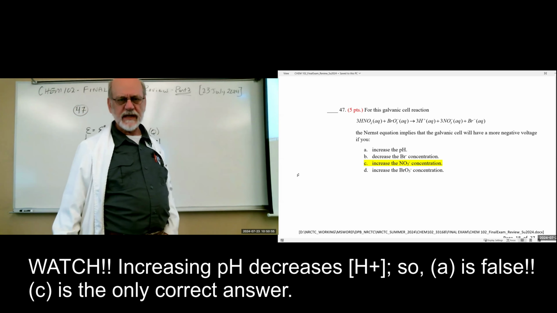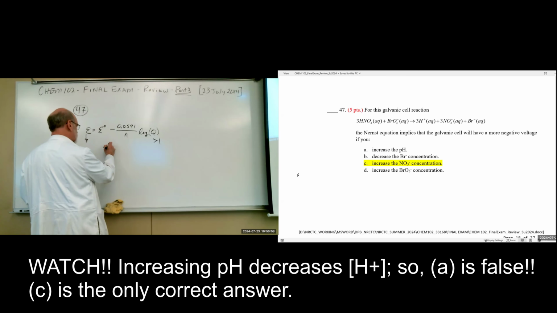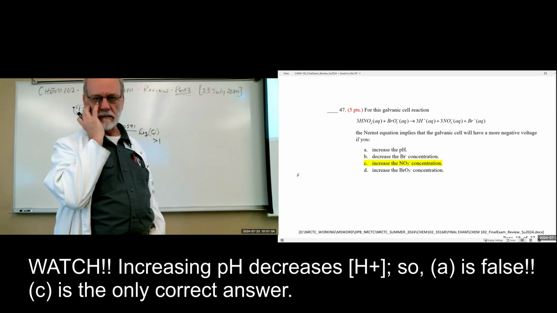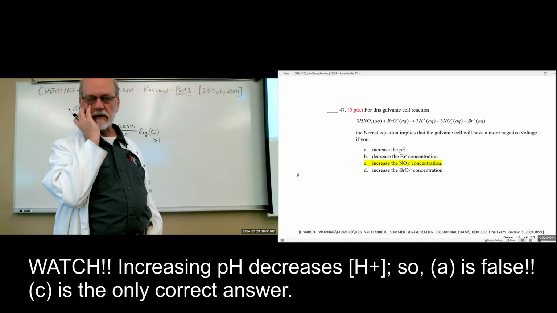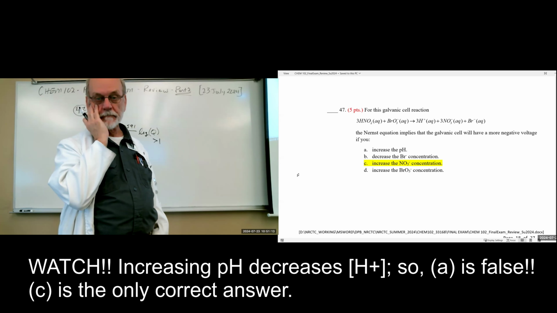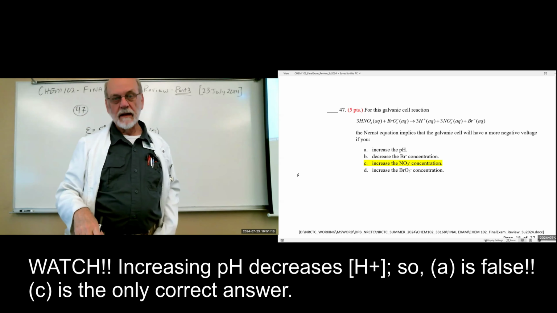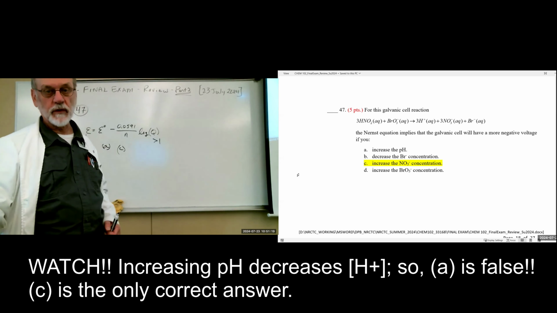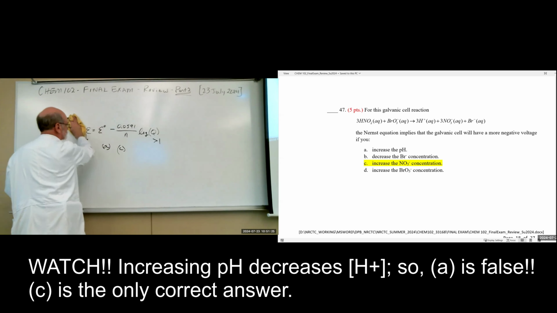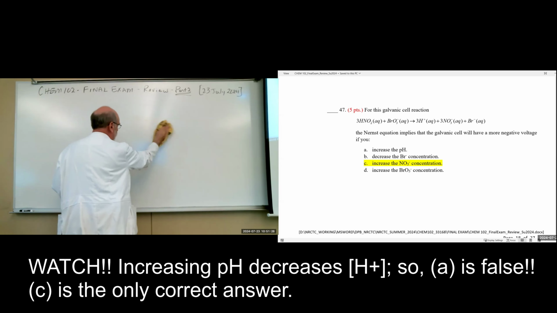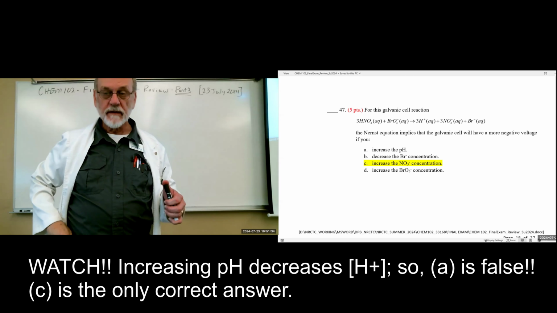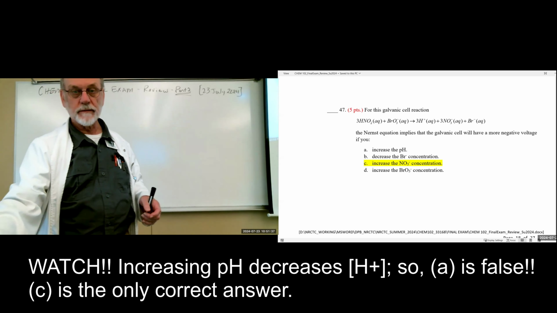You know, A and C, that's a bad question too. A and C both work. A more negative voltage if we increase H plus or increase NO3. Yeah, right. 47 could be A or C, because they're both on the product side. If you increase them, that will increase the value of Q.